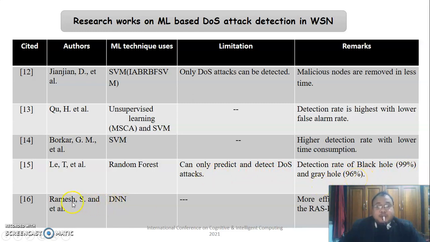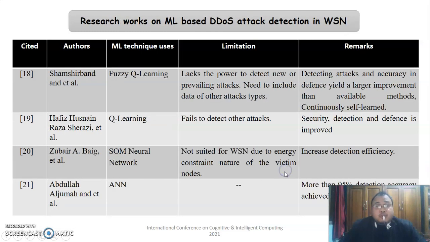So next paper we have Ramesh S et al. They use DNN. Their remark is more efficient in comparison with the RAS HO, TMS and SVM DoS. Next paper is on. So from here we'll start research work on machine learning based DDoS attack detection in wireless sensor network. The first author will be Samsirvan et al.